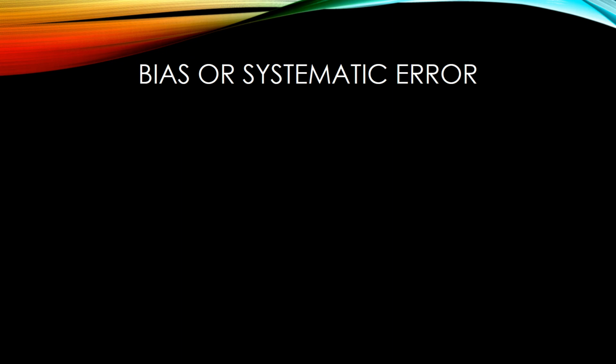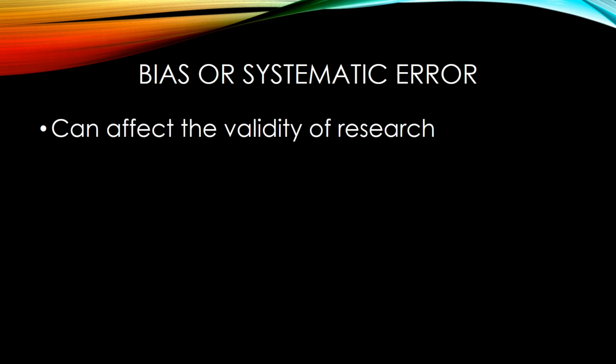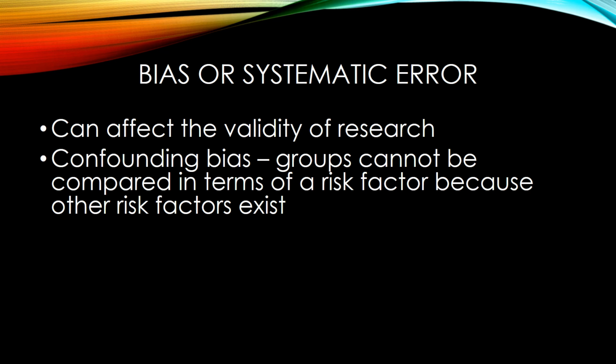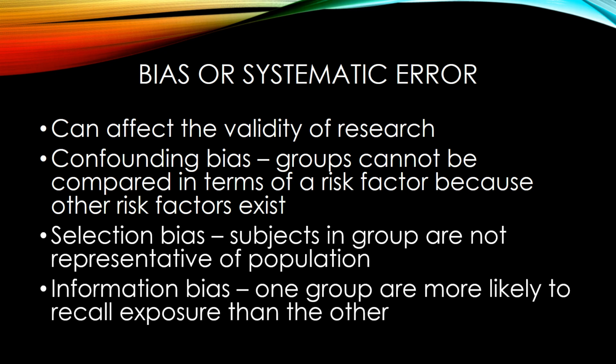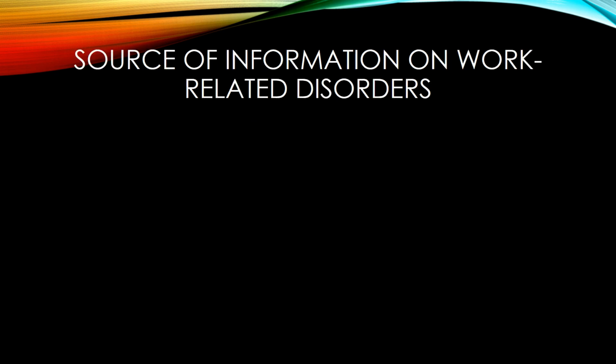Moving on, bias or systematic error. These are errors that can affect the validity of research. Confounding bias. Groups cannot be compared in terms of a risk factor because other risk factors exist. So that's confounding bias. Selection bias. Subjects in the group are not representative of the population. Information bias. One group is more likely to recall exposure than the other.